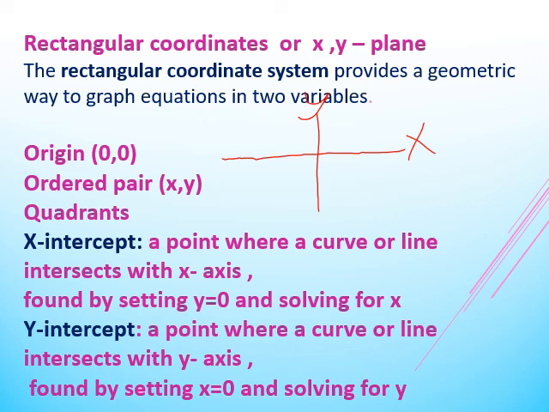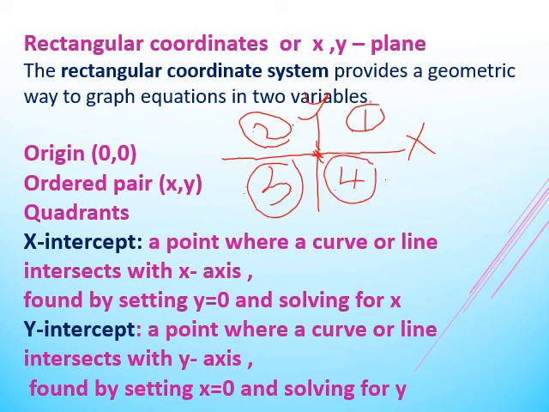Now we will mention some terminology. The intersection of the two lines, the vertical axis and the horizontal axis, or the y-axis and x-axis, is the origin point, 0 and 0. Any point in the coordinates is called an ordered pair, x and y. And we have four quadrants. This is the first quadrant, this is the second quadrant, the third quadrant, and finally the fourth quadrant.